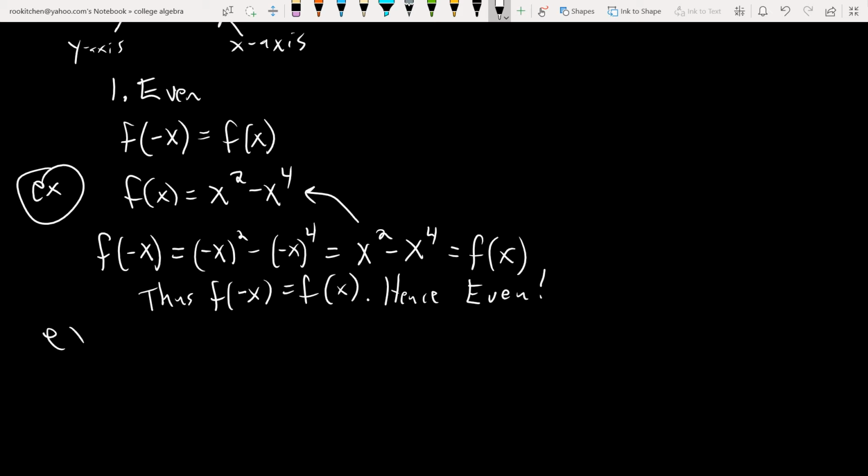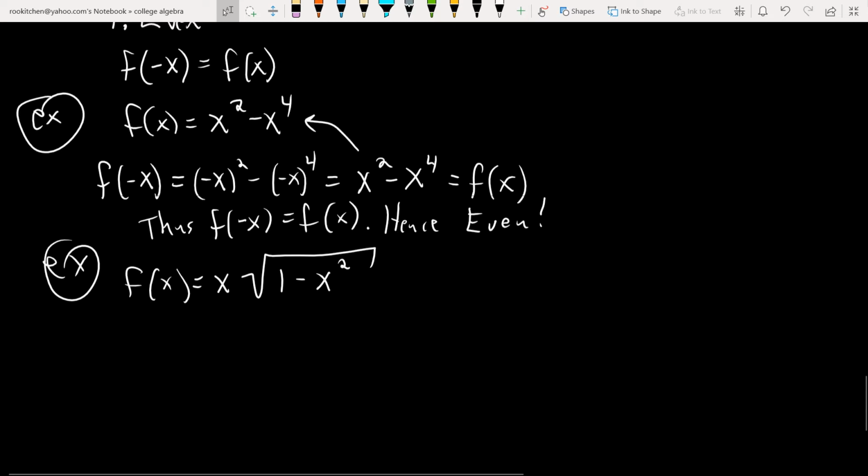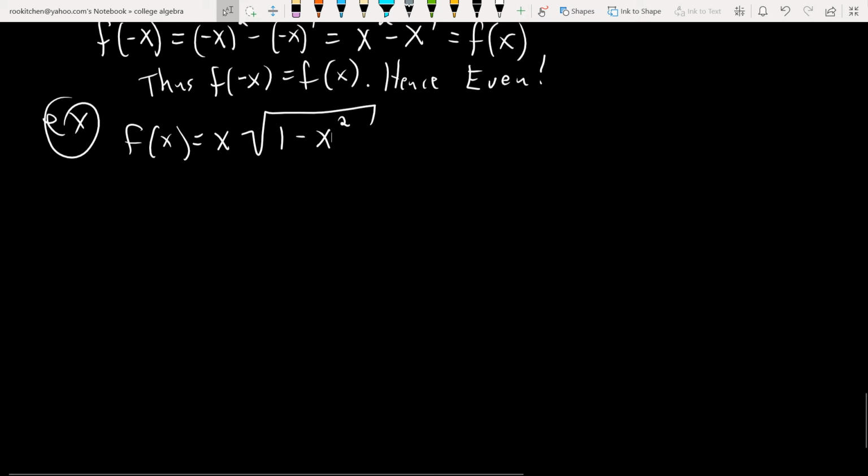Let's look at another example. So here we have f of x equals x times the square root of 1 minus x squared. So in general, if you have a polynomial, you can kind of just look at the degrees. If the exponents are all even for a polynomial, then the function itself will be even. If the exponents are all odd, then the function itself will be odd. The problem is you'll have problems like this example I just wrote, where it's not a polynomial. So you can't pull that trick here. You have to do the test. There's no way around it.